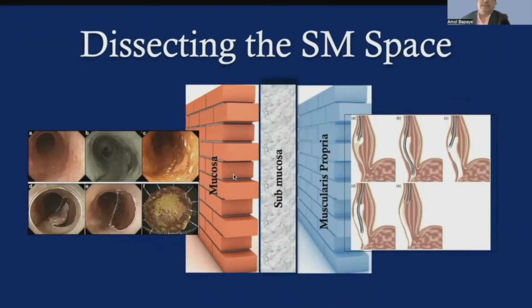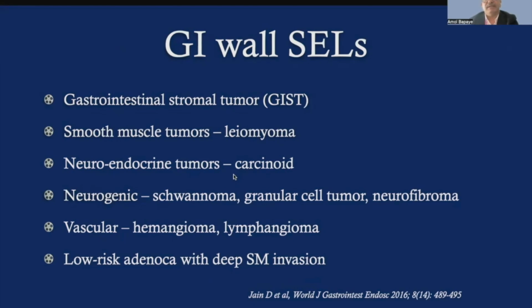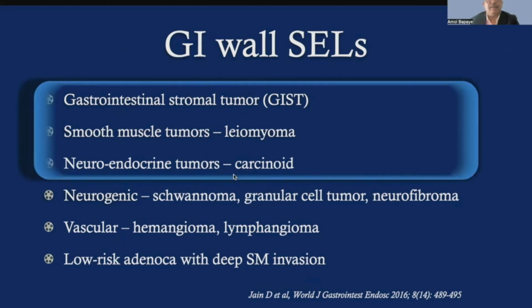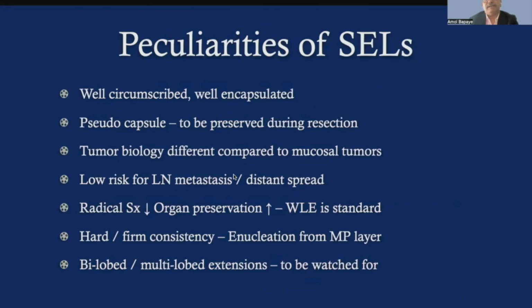And now let's get to the deeper layers. When we look at the muscularis propria layer, we have to understand that the majority of the lesions in this layer are subepithelial lesions, the commonest ones being GIST tumors, leiomyomas and some neuroendocrine tumors. All these tumors have particular peculiarities: they're all well circumscribed and encapsulated, and the capsule needs to be preserved during resection. The tumor biology in these lesions is different as compared to mucosal tumors, which are more invasive.